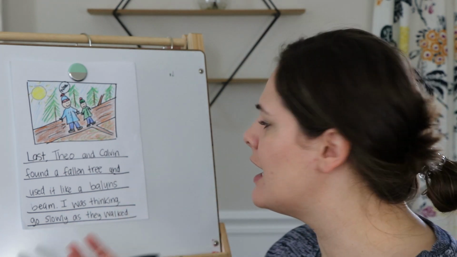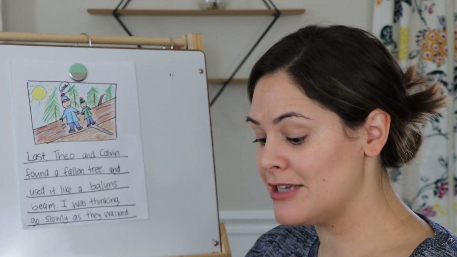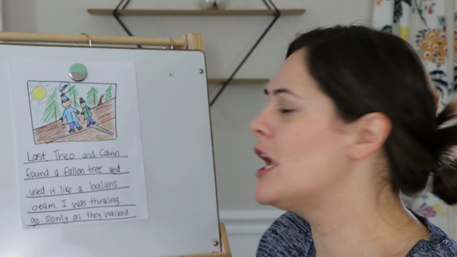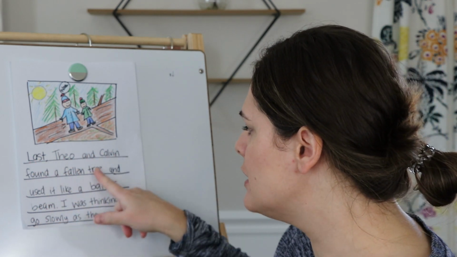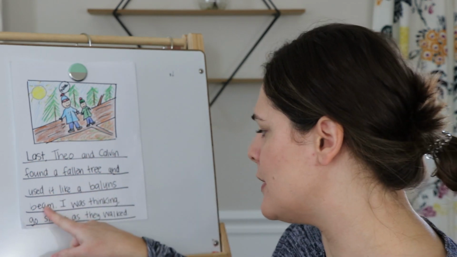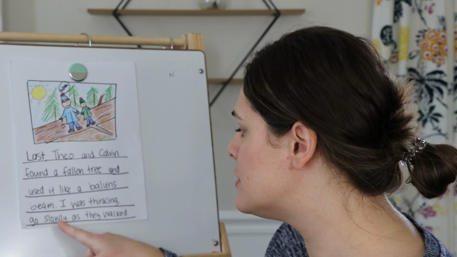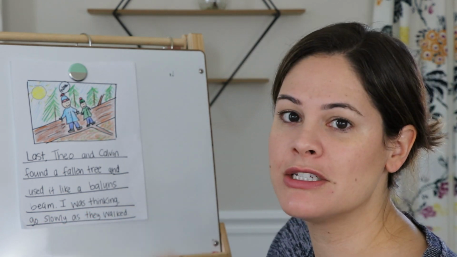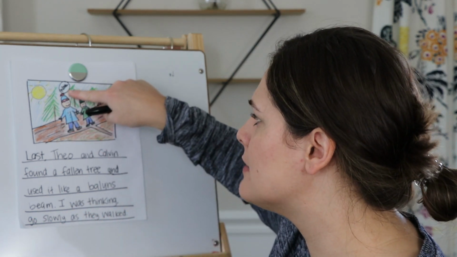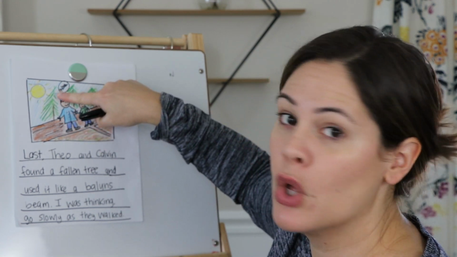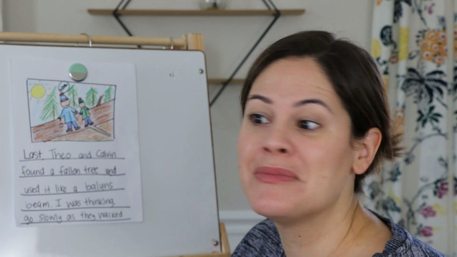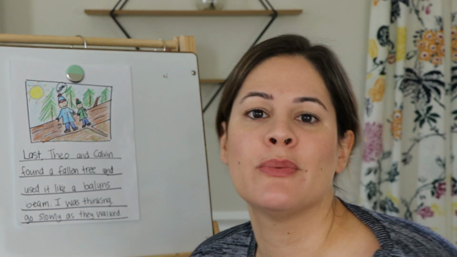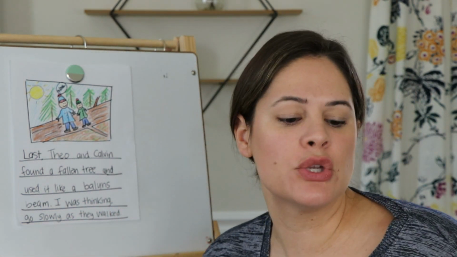So there I added another sentence, another detail to the story that you now know about. So now I have, last Theo and Calvin found a fallen tree and used it like a balance beam. I was thinking go slowly as they walked. And I also added a little speech bubble up here with my son Theo saying, whoa, because he was trying to balance on the beam. Okay, so on this page, we went ahead and added some thoughts and some words.